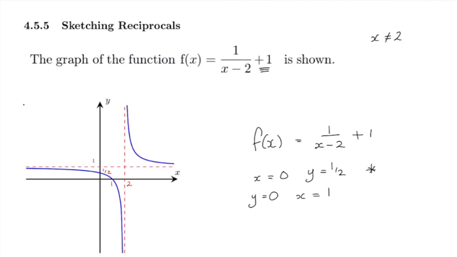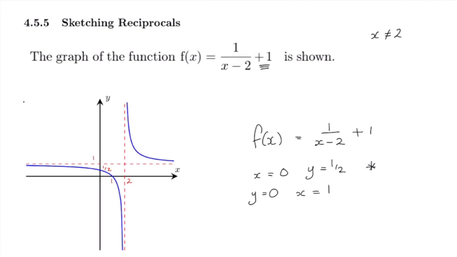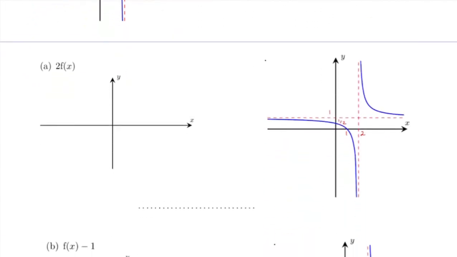So when we transform a reciprocal graph, we also transform the asymptotes if they need to be transformed. So if something's happening in the x direction, the vertical asymptote will change, but the horizontal won't. And if something happens in the y direction, the horizontal will change, but the vertical won't. So let's have a look at some of these.